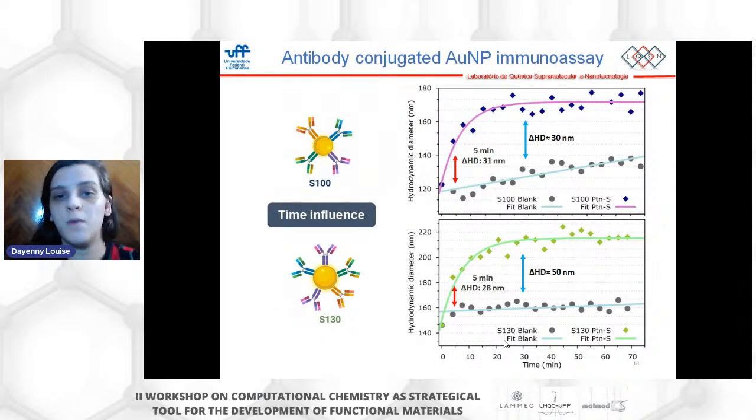And another thing that we studied was the time influence of this immunoassay. So we did the same thing, but changing the 30-minute period. We studied for over an hour. And it is important to note that with the different sizes, 130 and 100 nanometers, in all the time periods, we see a significant change in the hydrodynamic diameters, even with a time as small as 5 minutes. So this indicates that this system could be used as a rapid antigen test.